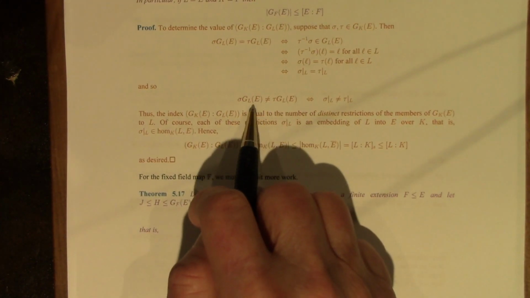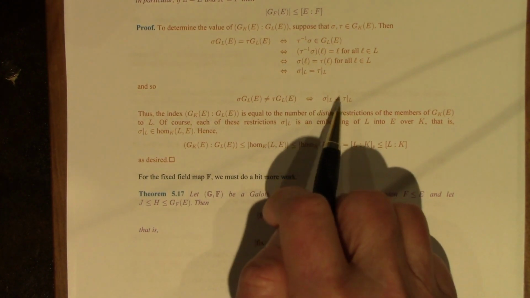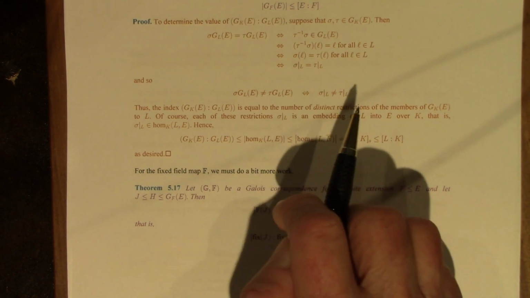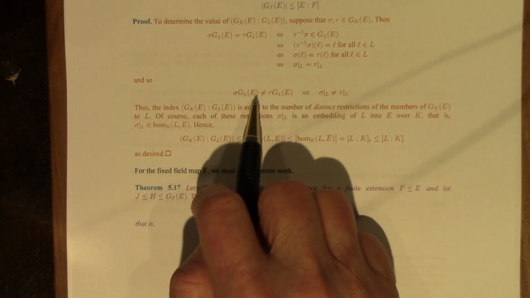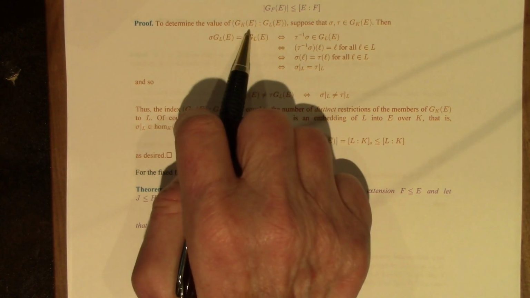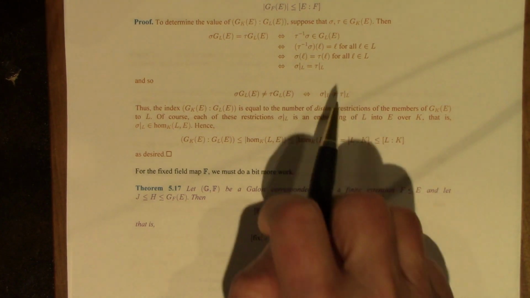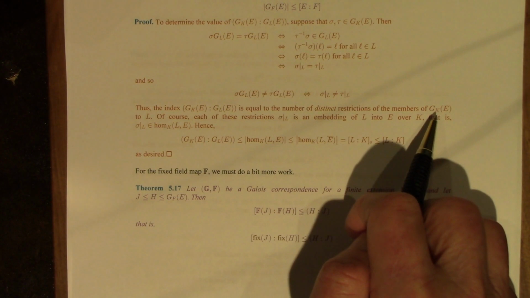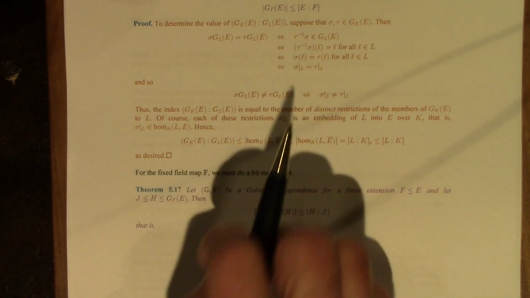So the two cosets are distinct if and only if the restrictions of sigma and tau to L are distinct. So the index, which is equal to the number of distinct cosets of G_LE in G_KE, is equal to the number of distinct restrictions of the members of G_KE to L. We restrict to L.